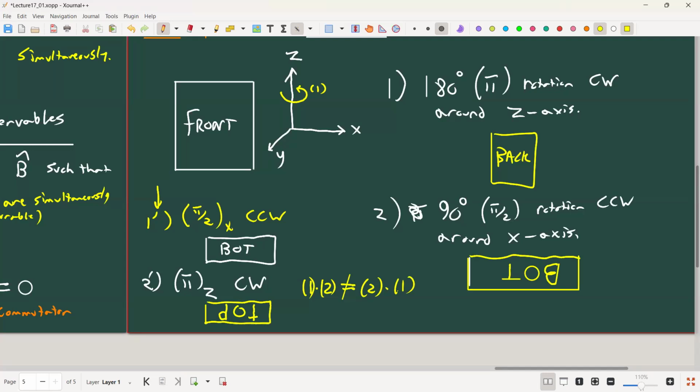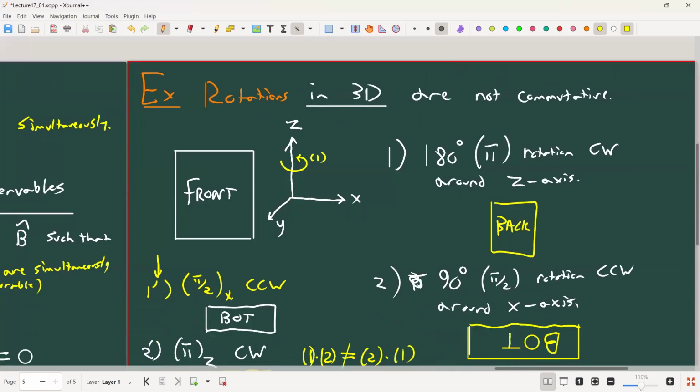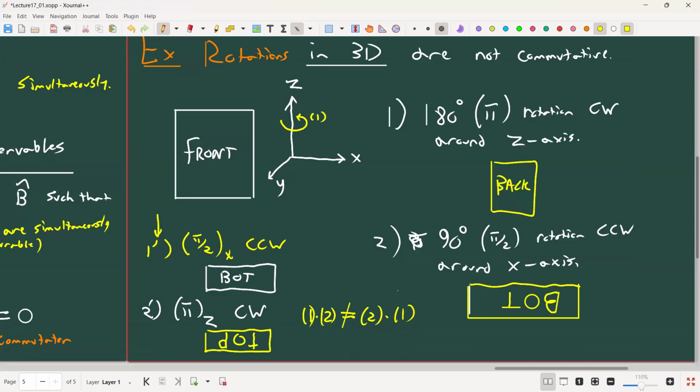Because that's all angular momentum is, just rotations. So what that means is that rotations along the 3 axes of rotation are not commutative, and therefore the commutator is non-zero for any combination of them. And therefore, you can't know them simultaneously. Quantum mechanics is weird, but it's not that weird.